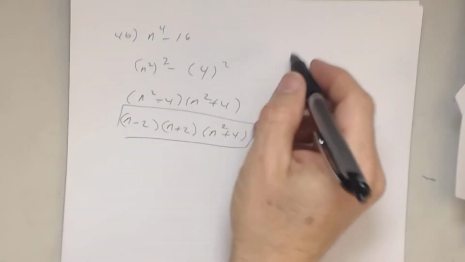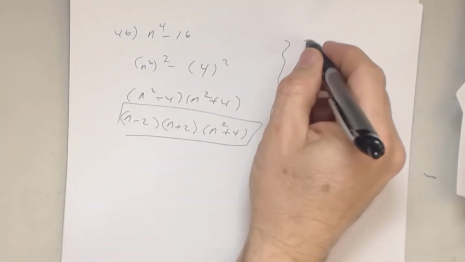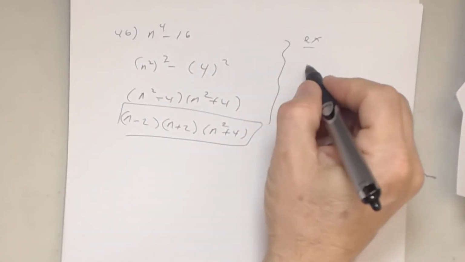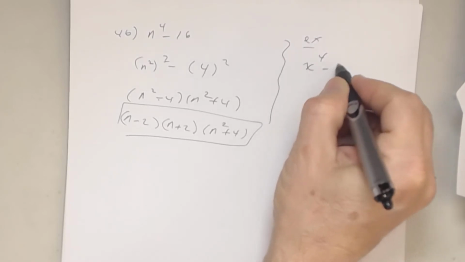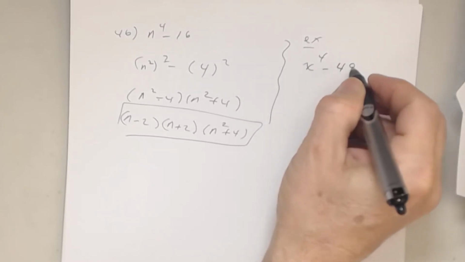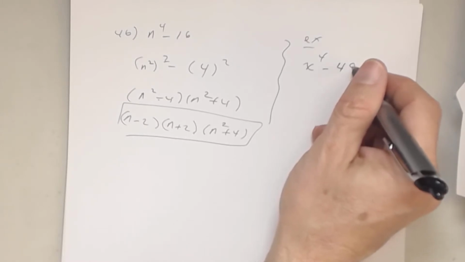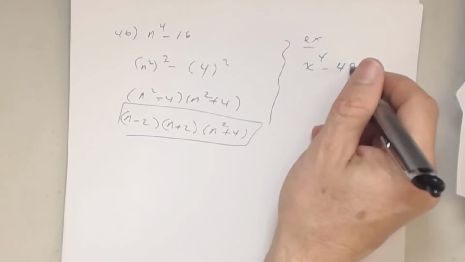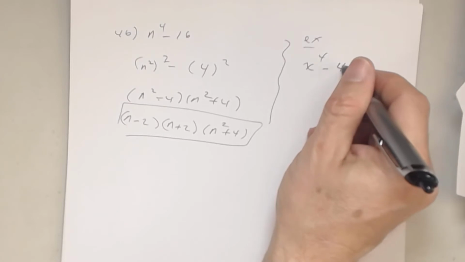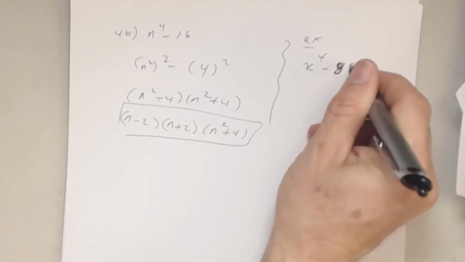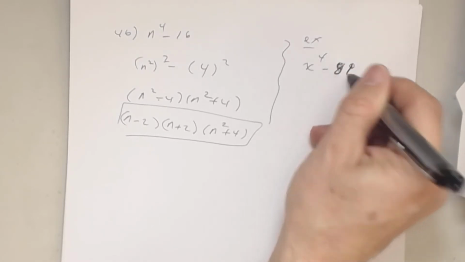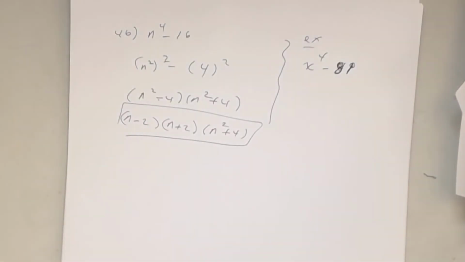So again, it's kind of like he had this. Let's write this as an example. Suppose you had x to the 4th minus, let me say, I don't want to use 49 because it's not going to work with what I want. Let's say 81. Make this 81. X to the 4th minus 81.